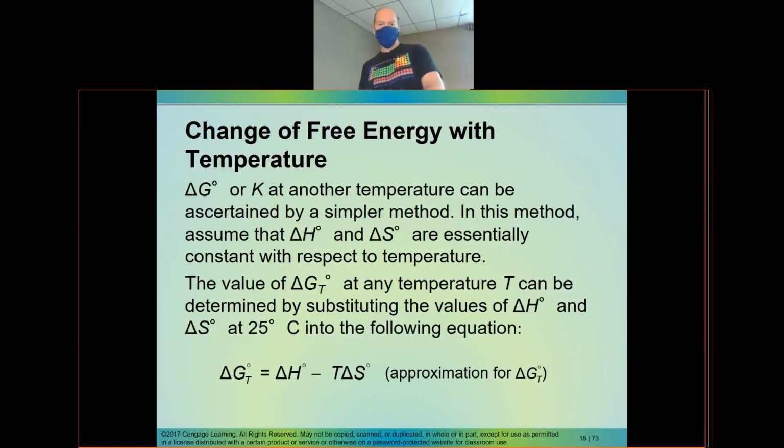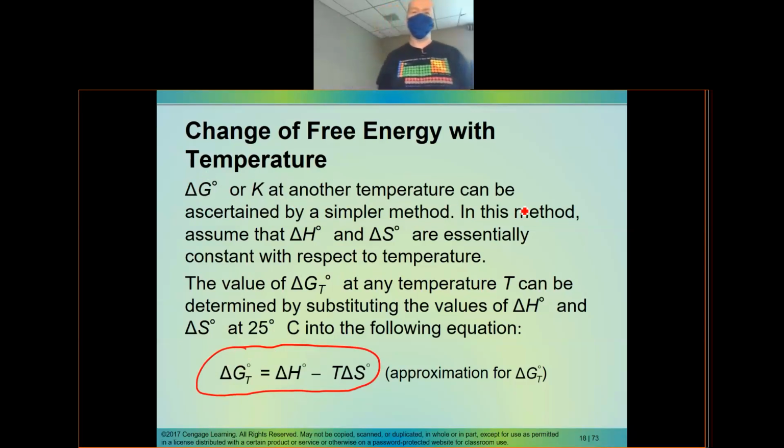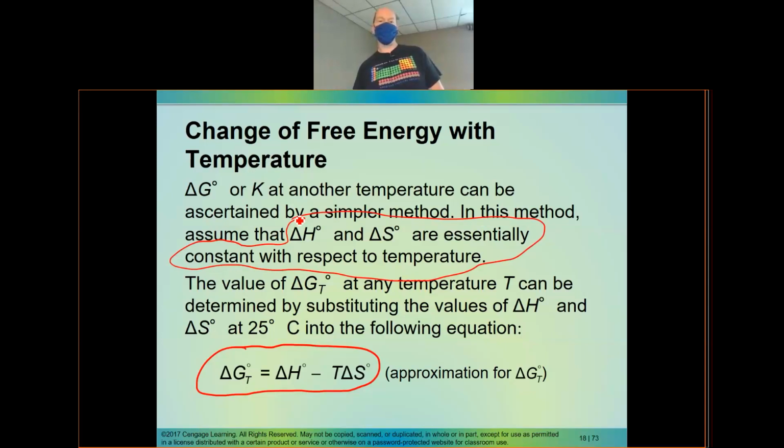All right, so here we're going to have our reaction here, your change in your free energy. So again, this is highly temperature dependent. Again, delta G or K at another temperature can be ascertained by a simple method. In this method, assume that delta H and delta S are essentially constant with respect to temperature. So we are always going to assume that our delta H and delta S are going to be the same regardless of the temperature. They are independent of temperature.